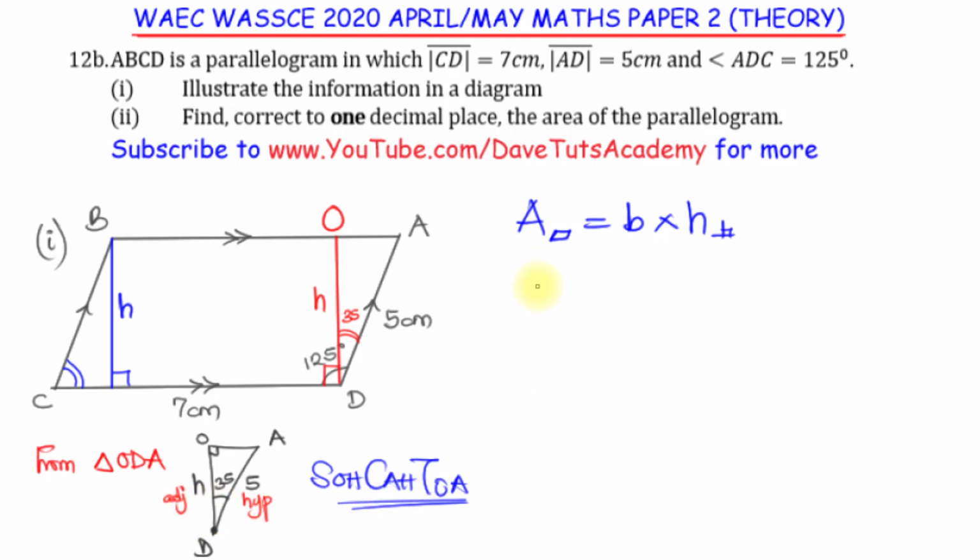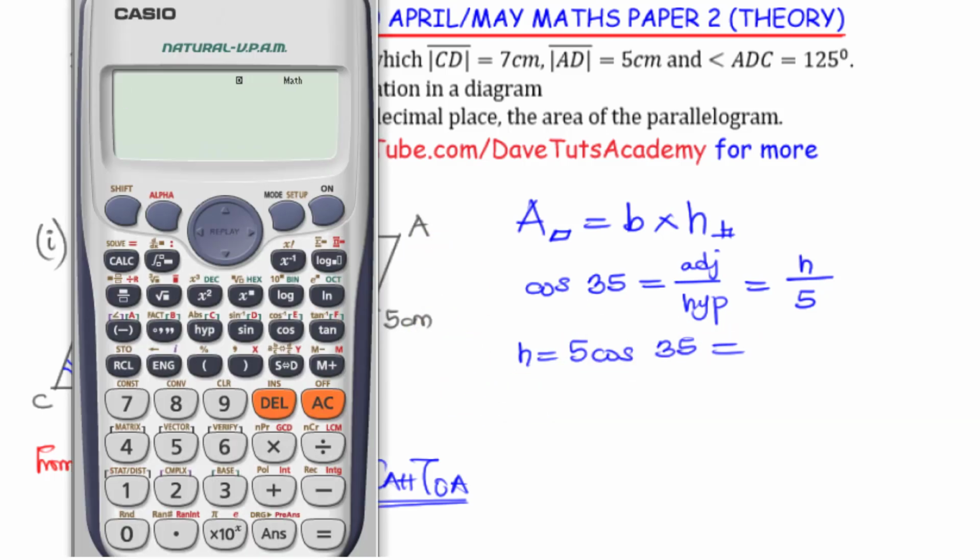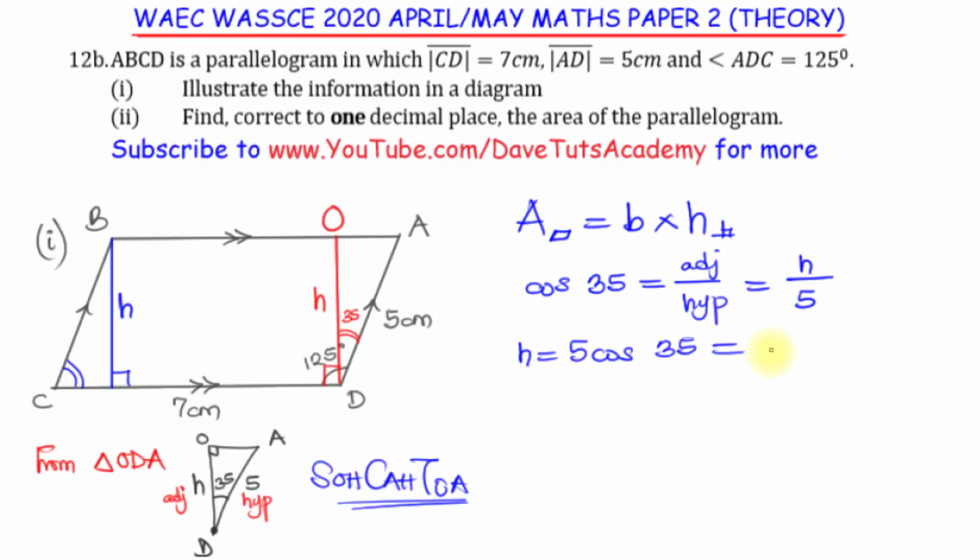So we are looking for what is relating the adjacent and the hypotenuse, and you can see it is cos. So from here, I can say cos 35, which is nothing but adjacent over hypotenuse. The adjacent is h that we are looking for, and the hypotenuse is 5, such that h will be 5 cos 35 degrees. And if I bring in my calculator to evaluate that, 5 cos 35, what is that going to give me? 4.09576 or 4.096. So this is 4.096 centimeters.